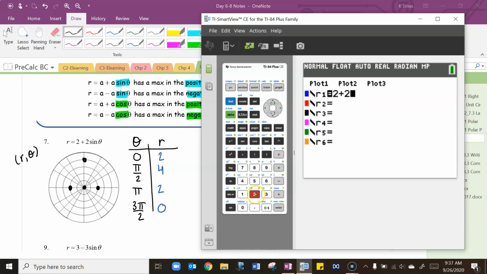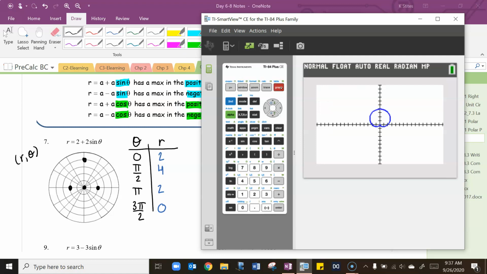2 plus 2 sine theta. People hear cardioid and they think heart. Okay, it is not a heart. Look how rounded it is here. Okay, it's kind of more like an apple, or a peach, or whatever.